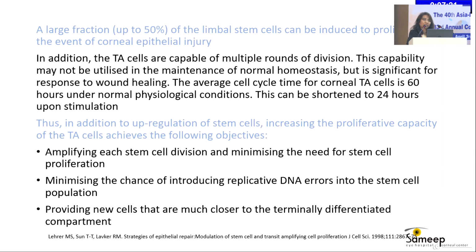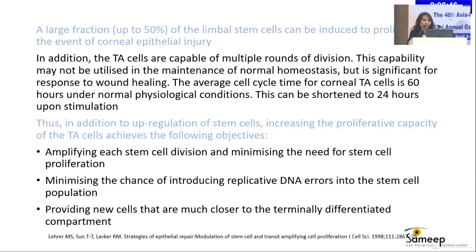A large fraction of the limbal stem cells can be induced to proliferate in the event of corneal epithelial injury. In addition, the transient amplifying cells are capable of multiple rounds of division. This capability may not be utilized in the maintenance of normal homeostasis, but is significant for the response to wound healing. The average cell cycle time for corneal TA cells is 60 hours under normal physiological conditions, which can be shortened to 24 hours upon stimulation, as was highlighted by Uma.